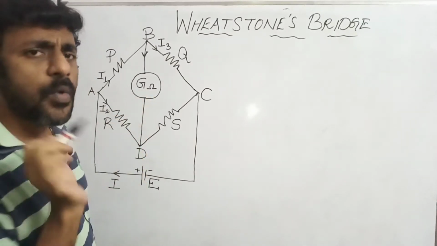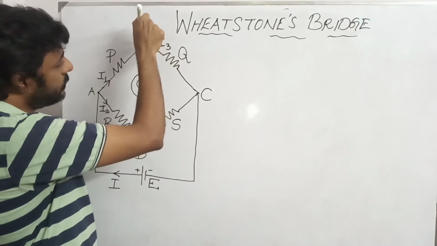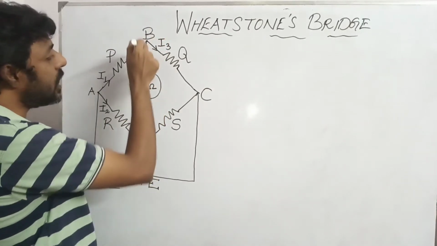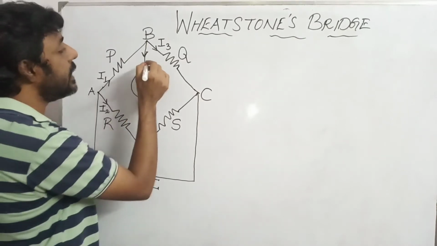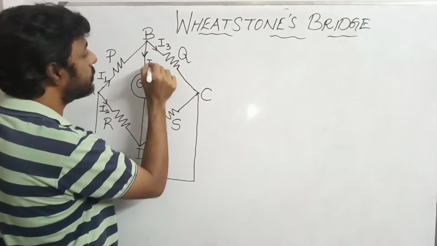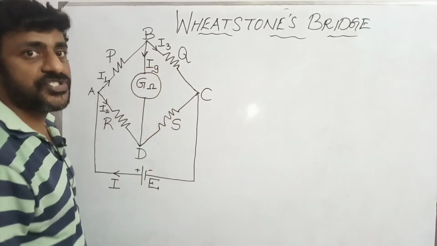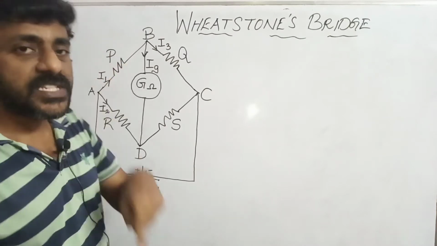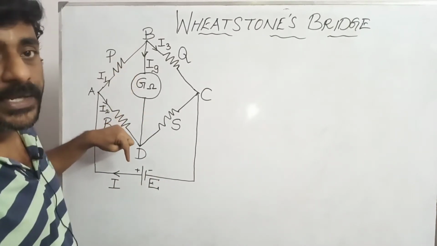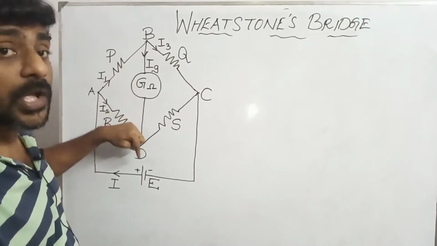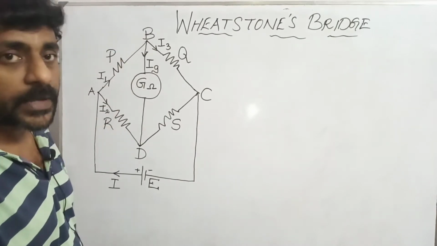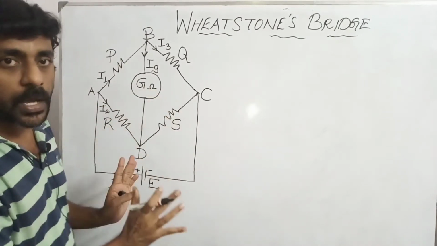Now what will happen? A current will flow from the branch BD through a galvanometer, and I name the current as IG. So what is IG? IG is nothing but the galvanometer current that is flowing through this galvanometer of G ohms that has been connected in the branch BD. This is what the construction is all about.